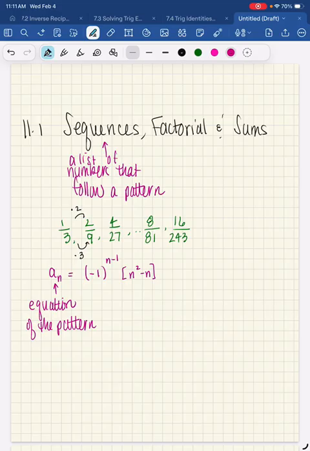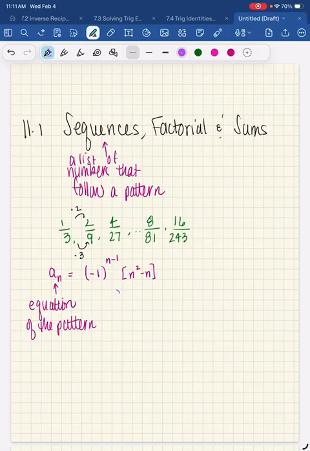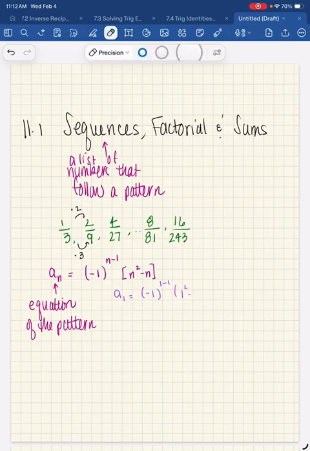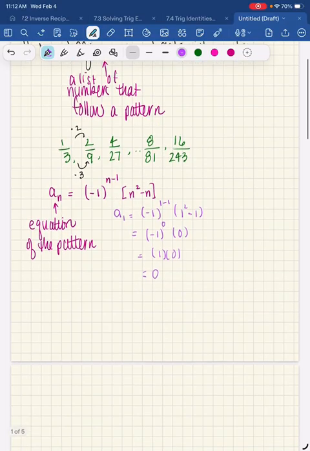But if I want you to find the list for this pattern, well, if I wanted to find the very first term in this pattern, I'm going to plug in 1 for all the different n's. So every n becomes a 1. Okay, well, this is -1 to the 0, and anything to the 0 power is 1. And then 1 squared minus 1 is 0. So the very first term in this list, this sequence, would be 0.